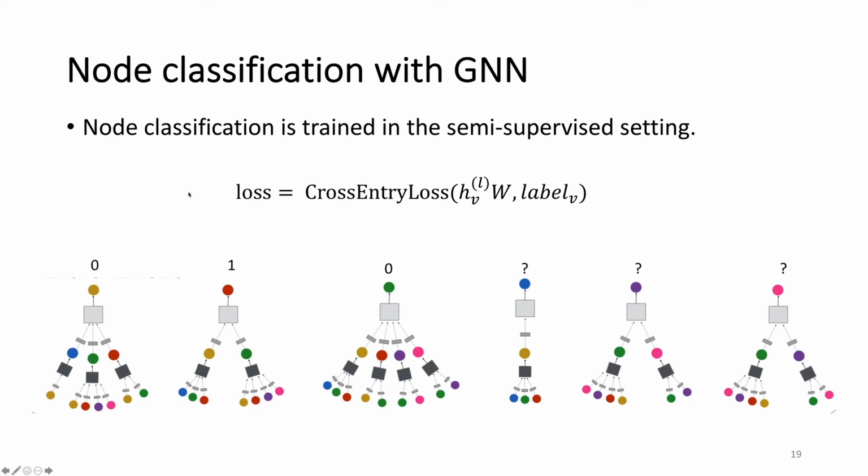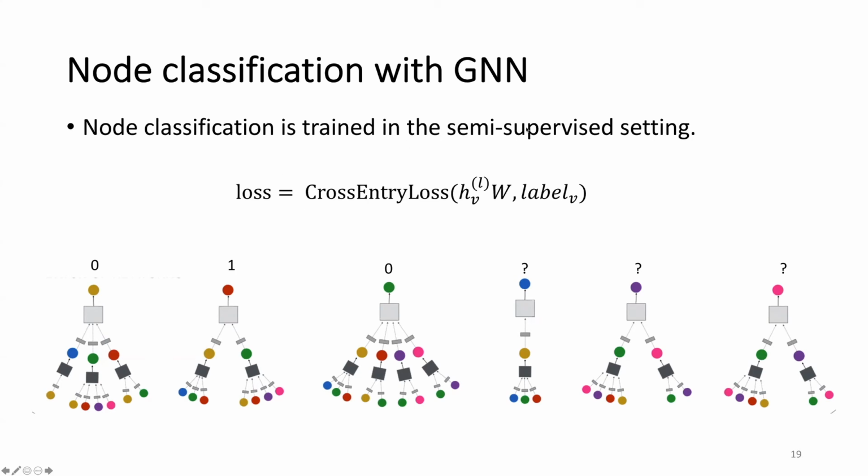A typical loss defined is a cross-entropy loss, and this is how something like that will work. Recall from the previous notation, H sub V superscript L is the representation of node V after L layers of a GNN. Then W over here are the parameters of the MLP, and the label is the actual ground truth label for that particular node. Then I define a cross-entropy loss, and using that I will do backpropagation.